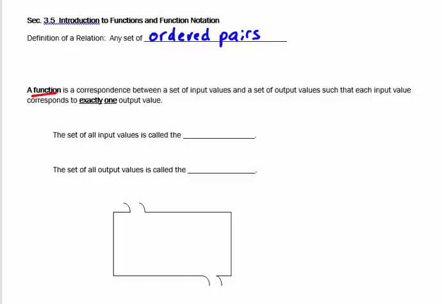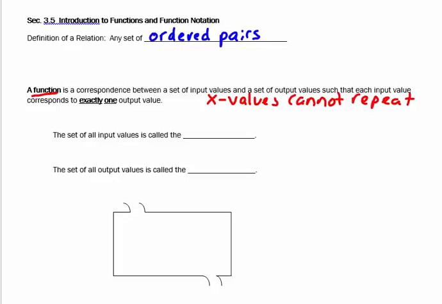Well, to be a function, all you want is for your x values not to repeat. Your x values cannot repeat. That's what this definition is stating. We don't care if the y values repeat, we just don't want the x values to repeat.